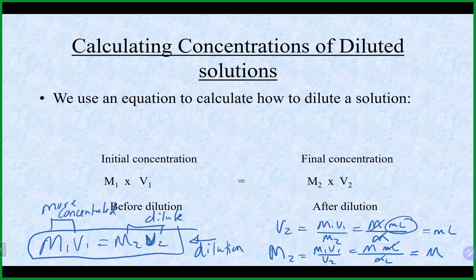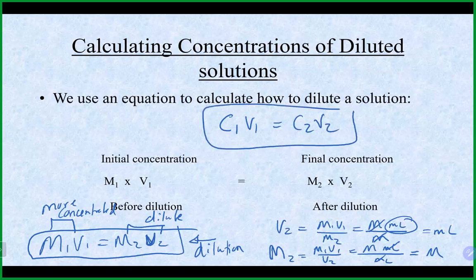Any questions on that? Now, some people and a lot of books will use a more generic version of this equation, which is C1V1 equals C2V2. And it's basically the same equation where C is just generic for concentration and V obviously is volume. And that is because technically speaking, you could use any concentration unit you want. So if you want to do percent mass to mass on both sides, you could do that. You could do percent volume to volume.